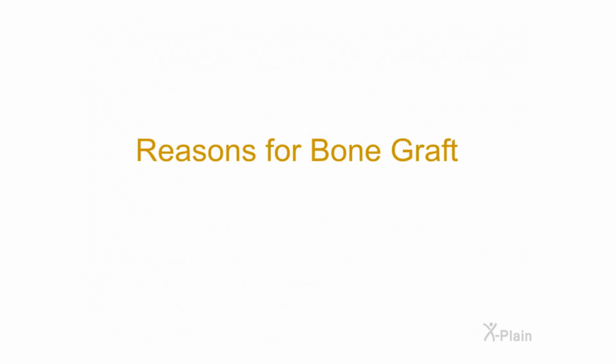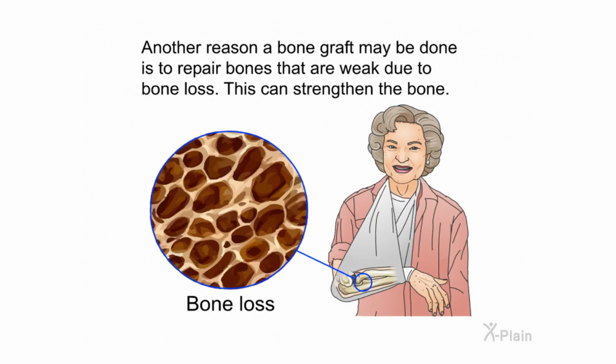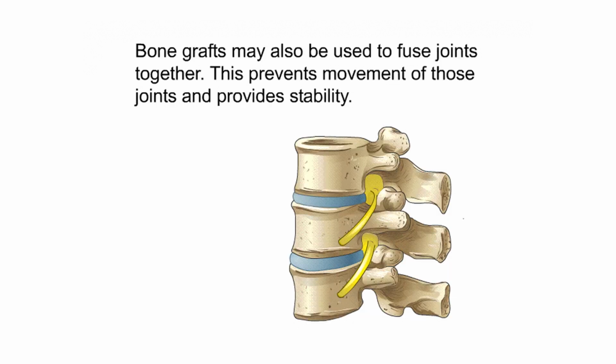Reasons for bone graft. There are many reasons a bone graft may be done. One reason is to repair injured or broken bones that have not healed. Another reason a bone graft may be done is to repair bones that are weak due to bone loss. This can strengthen the bone. Bone grafts may also be used to fuse joints together. This prevents movement of those joints and provides stability.